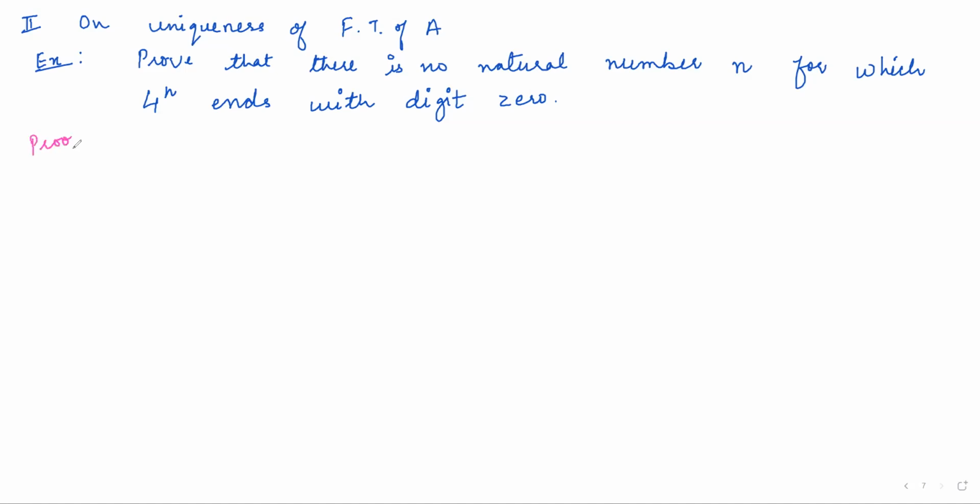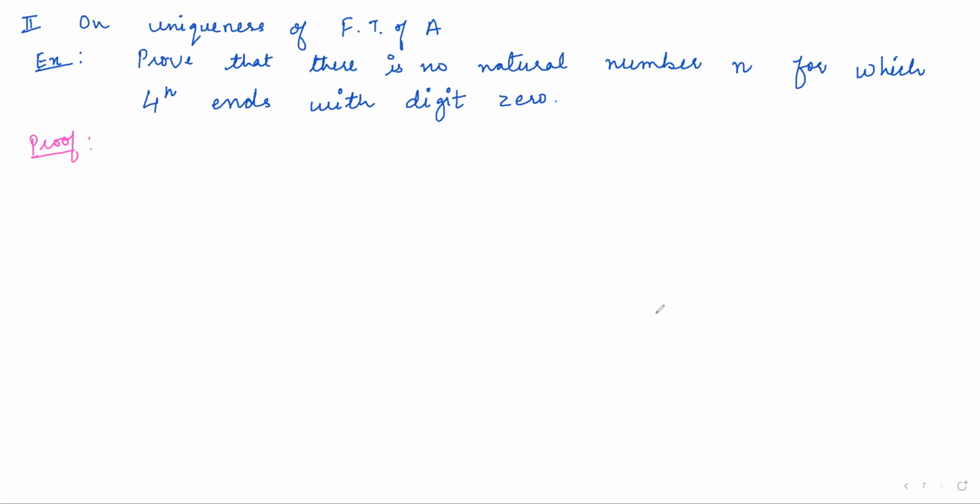Proof. So you have to show that there is no n for which 4 to the power n ends with digit 0. Whatever value of n you take, 4 to the power 1, 4 to the power 2, 4 to the power 3, the answer will never end with 0. That you have to prove. Understood? Yes, ma'am.